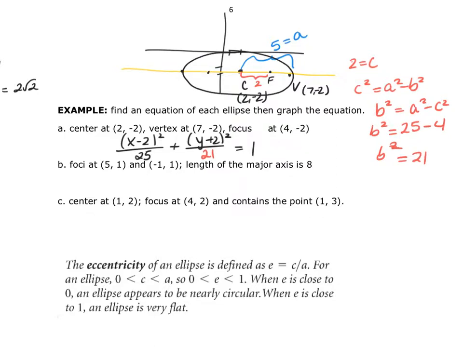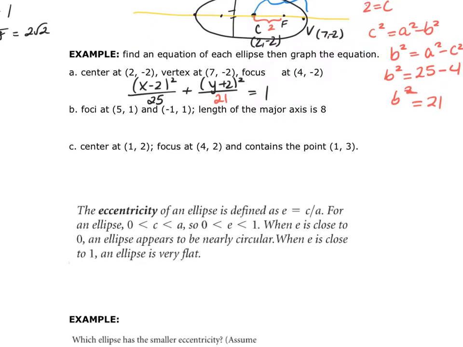I'm going to do one more, and then eccentricity. We're going to talk about that later in this section, so we don't have to worry about it. So I am finished with this section after I do one more. Which one of these would you like me to do, A or B, or B or C?